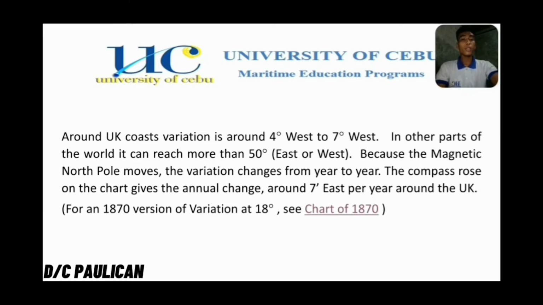Because the magnetic North Pole moves, the variation changes from year to year. The compass rose on the chart gives the annual change, around 7 minutes east per year around the UK. For an 1870 version of variation at 18 degrees, see the chart of 1870.